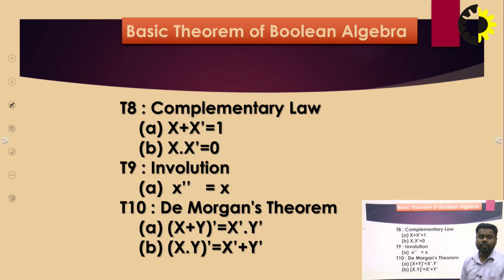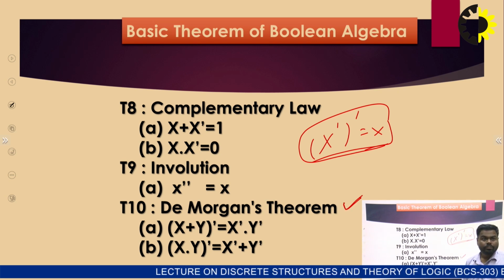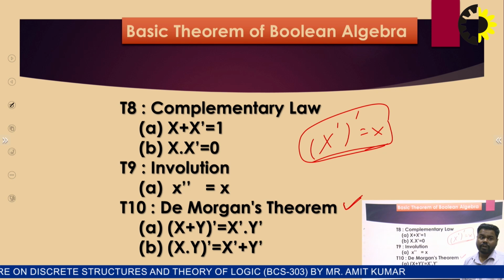Next, involution law: X dash dash is equal to X. This is a most important law. De Morgan's law theorem: X plus Y dash is equal to X dash dot Y dash, and X dot Y dash is equal to X dash plus Y dash.